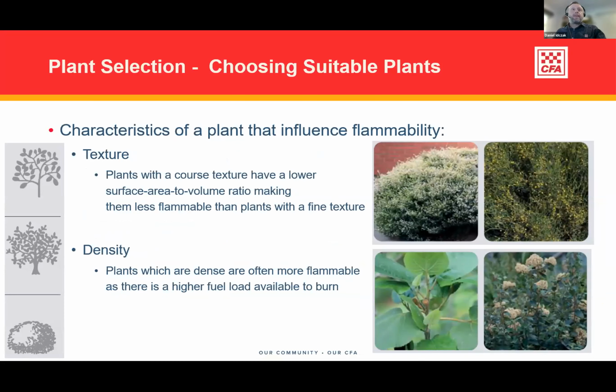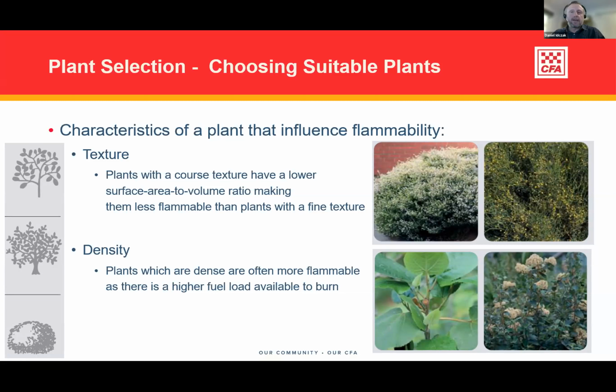Another big thing is texture. Plants with a coarse texture have a lower surface area to volume ratio, making them less flammable than plants with a fine texture, so it takes a lot longer to preheat. There's more water content within them, so that's always useful. Density: plants which are dense are often more flammable as there is a higher fuel load available to burn, as you can see in some of the images on the right-hand side. A much denser, more clumped plant will burn a lot more readily.